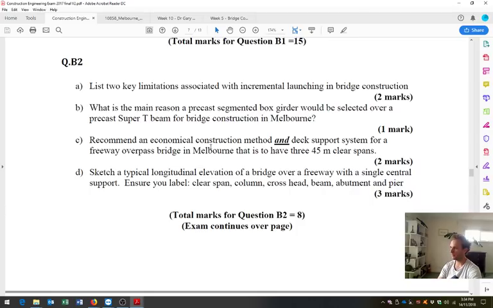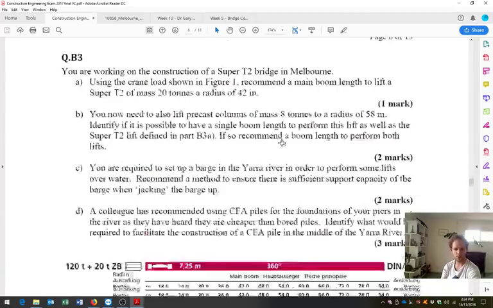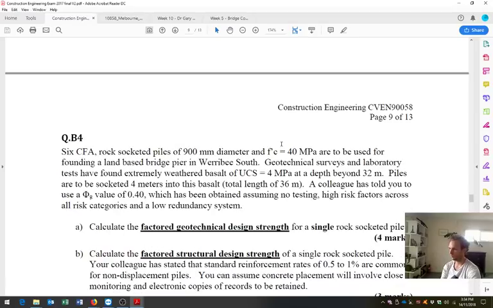Maybe it's 2017 B4. Yeah, there was something weird going on a minute ago. 2017 B4. Let's check for you. Oh, I don't know. I think you have to be more specific. CFA pile. Oh yeah, now I remember. CFA pile deep, 36 meters with reinforcement rate 1%.